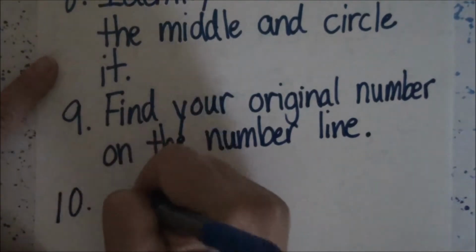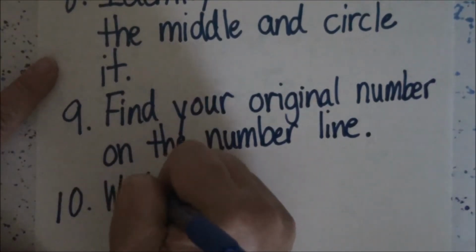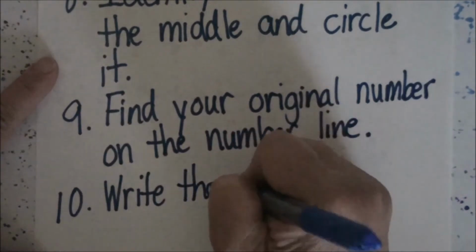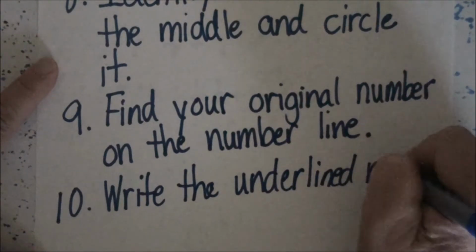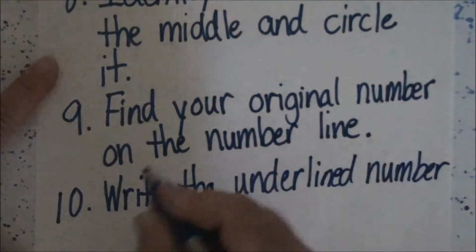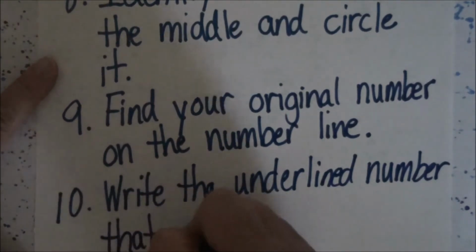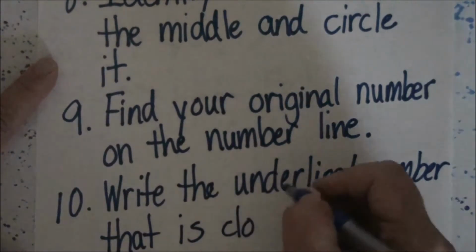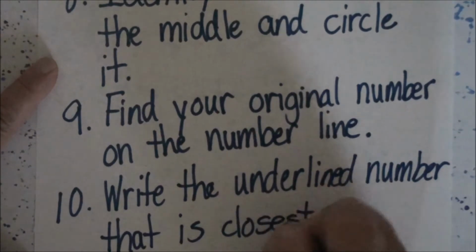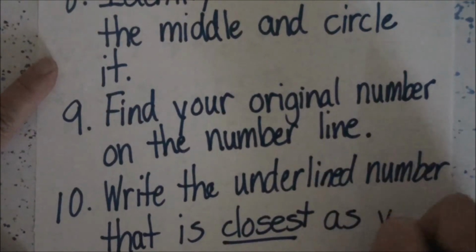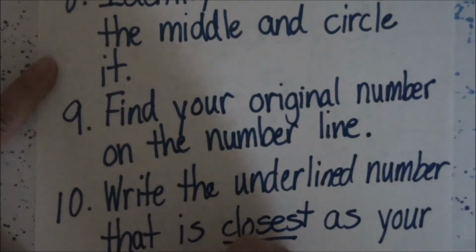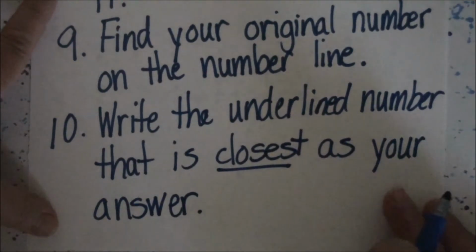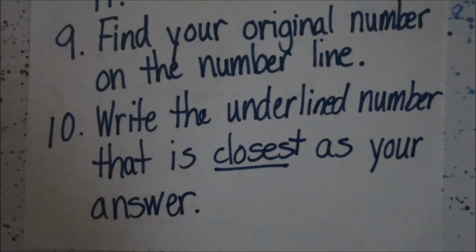Okay, and then number 10. Write the underlined number that is closest as your answer. Okay, so there are your 10 steps. Like I said, you can rewind and pause and all that stuff.